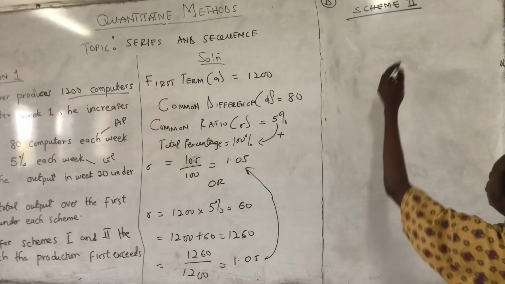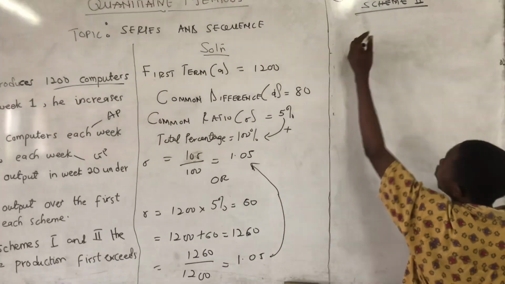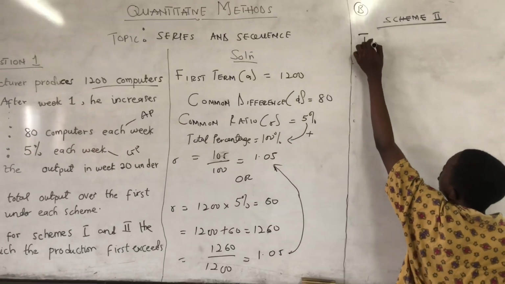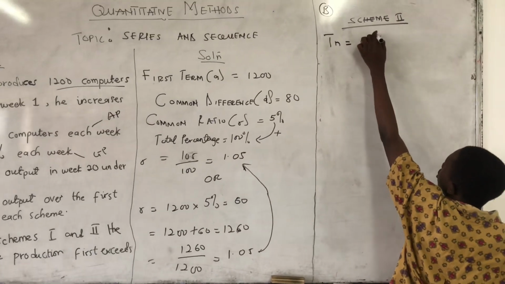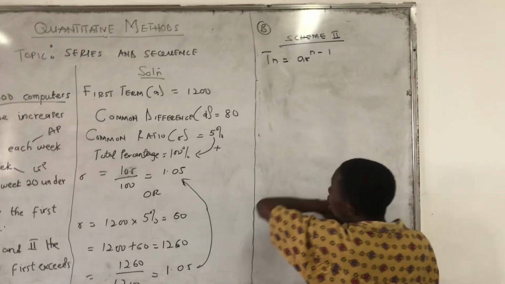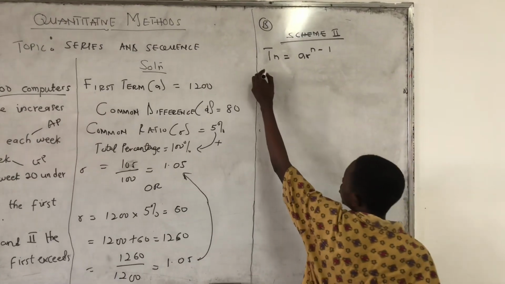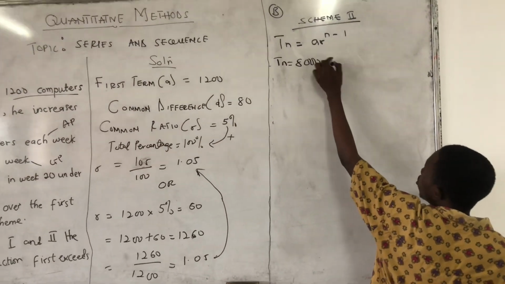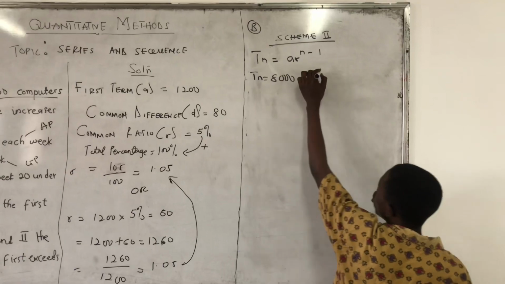Scheme 2 is what? We were using geometric progression. So the formula for geometric progression, Tn is equal to ar to the power n minus 1. Now we were given the total output as 8,000. So Tn is 8,000. First term 1,200.